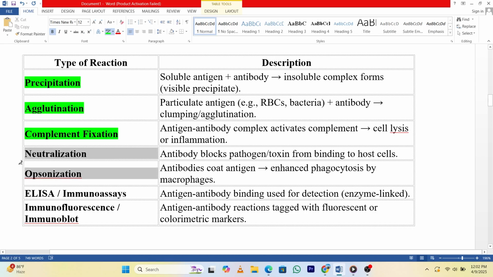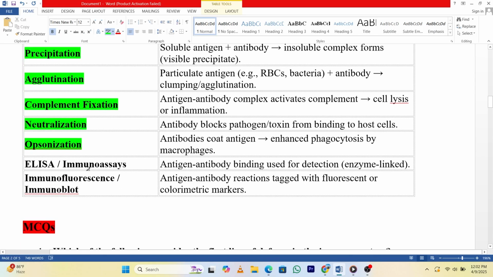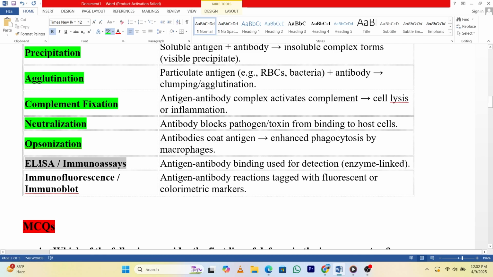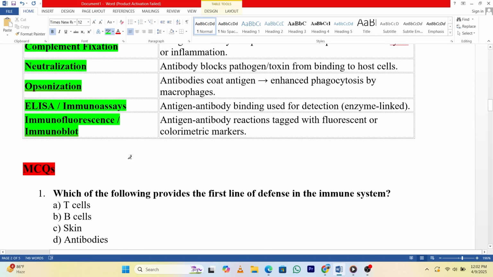Neutralization: antibody blocks pathogen/toxin from binding to host cells. Opsonization: antibodies coat antigen, enhancing phagocytosis by macrophages. ELISA/immunoassays: antigen-antibody binding used for detection, enzyme-linked. Immunofluorescence/immunoblot: antigen-antibody reactions tagged with fluorescent or colorimetric markers.